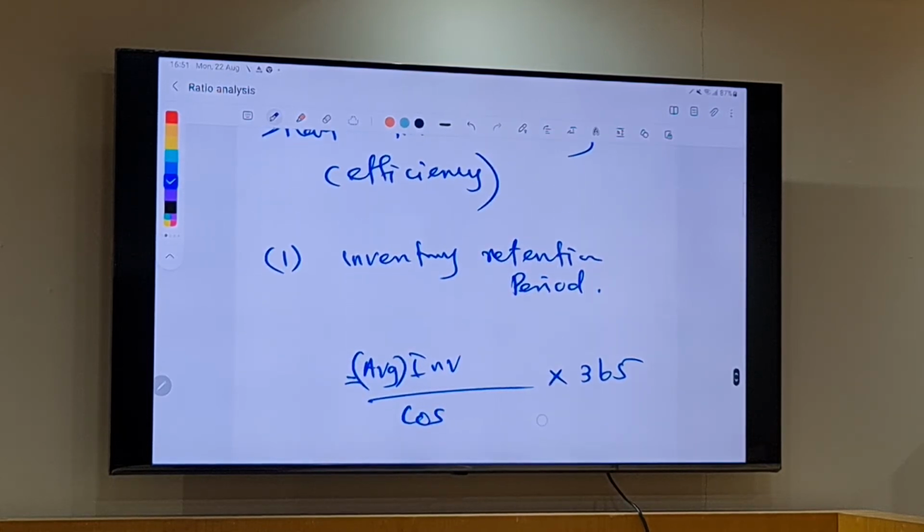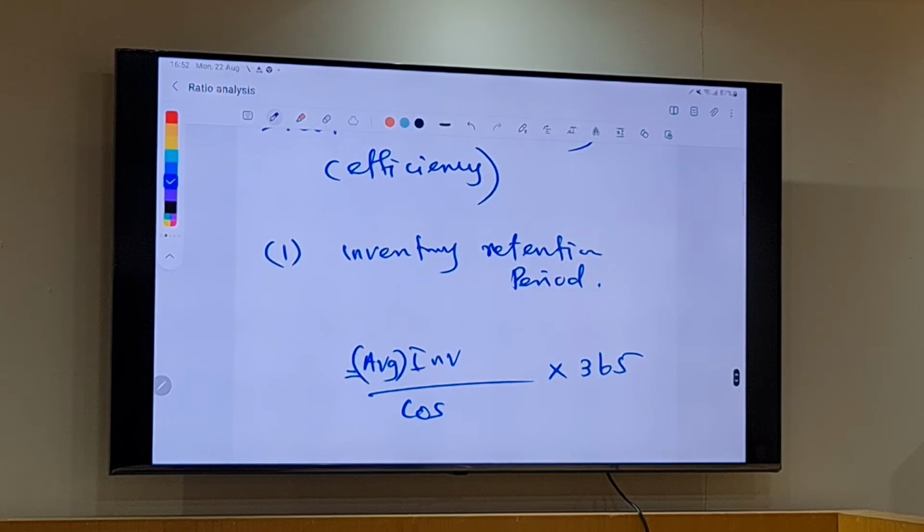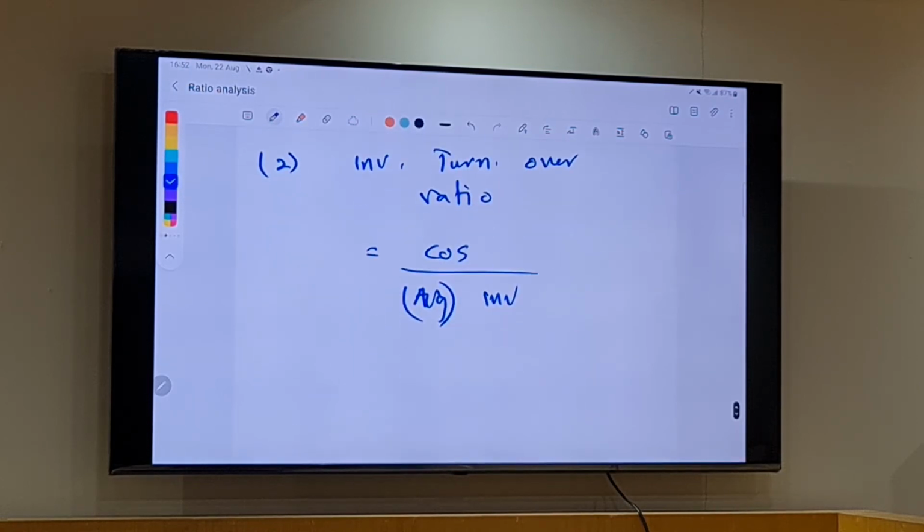First one, inventory retention period. How many days you are keeping your inventory in your warehouse? You buy, you sell. Between you are storing the inventory in your warehouse. How many days you are keeping? This is the calculation. Number two, it finds out how much time your cost of sales brings you sales. This answer is giving you in times, 2 times, 5 times, like this.